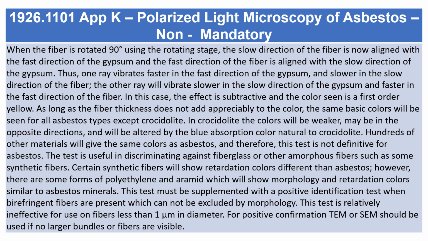This test must be supplemented with a positive identification test when birefringent fibers are present which cannot be excluded by morphology. This test is relatively ineffective for use on fibers less than 1 µm in diameter. For positive confirmation, TEM or SEM should be used if no larger bundles or fibers are visible.